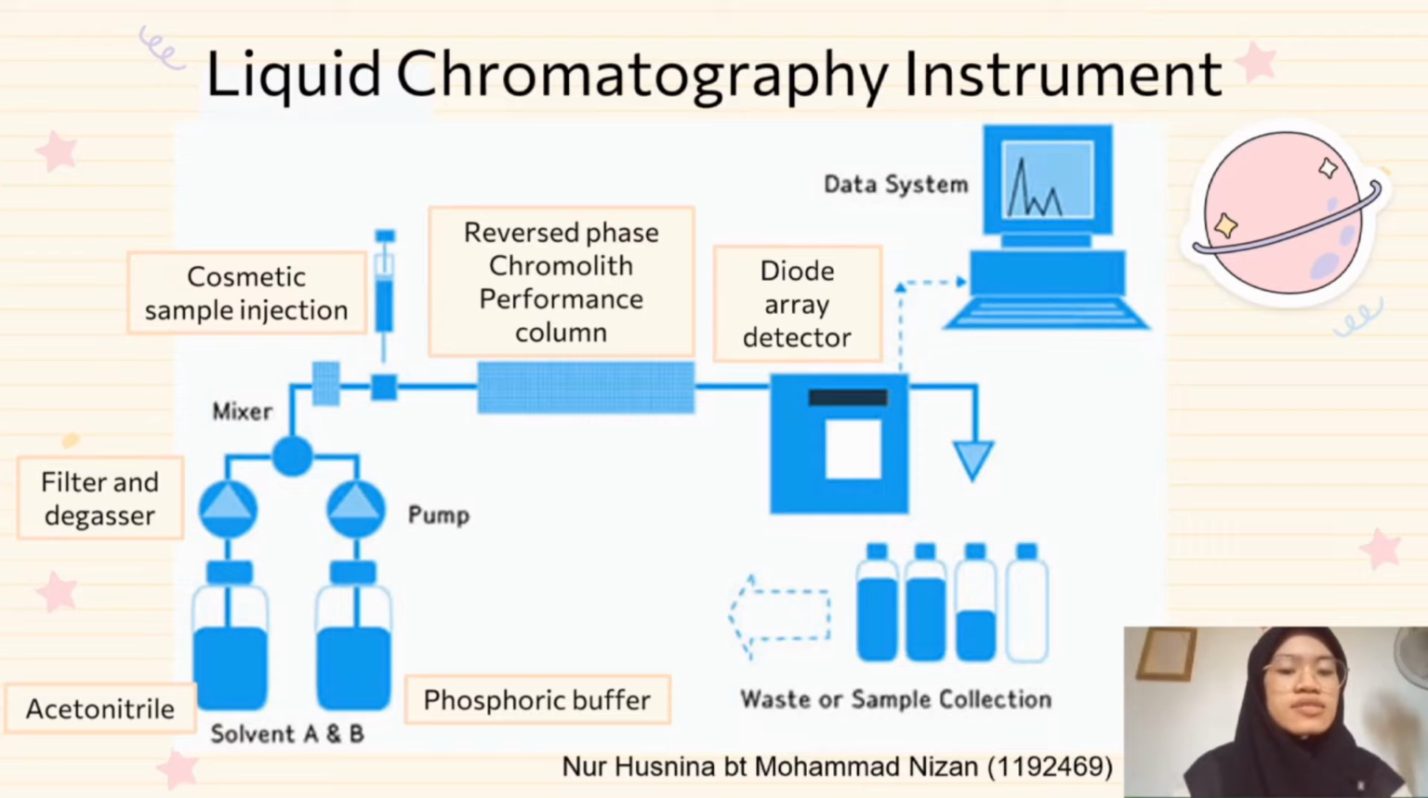The HPLC shown in the slide has a two-pump delivery system that uses acetonitrile and phosphoric buffer as solvents. Both solvents will flow through a filter and degasser before being mixed together and introduced into the column. The autosampler will inject the cosmetic sample into the silica column, and along the column, the chemical substances will be separated and reach the detector at different retention times. And we use a diode array detector to record and monitor the peaks.